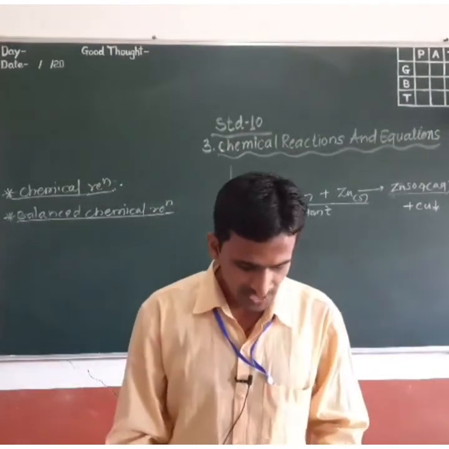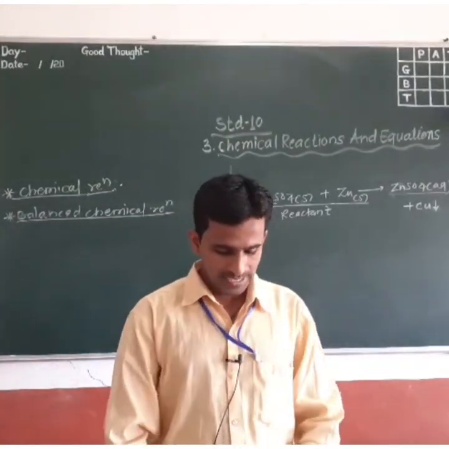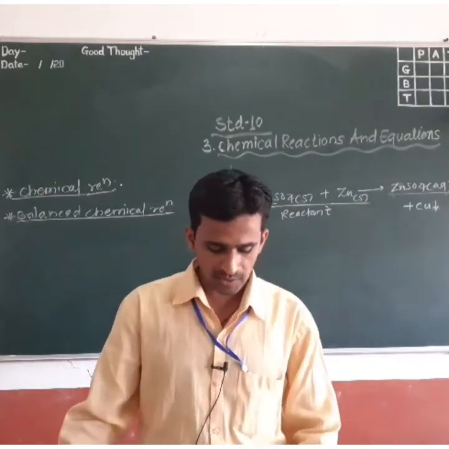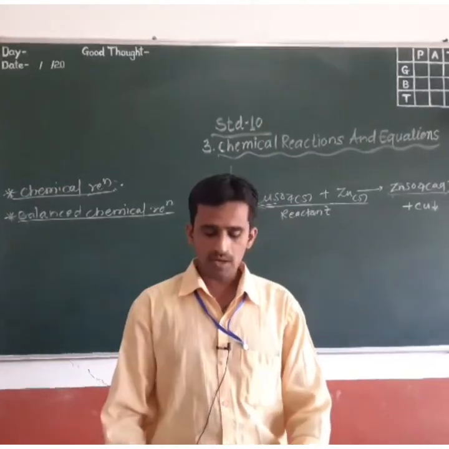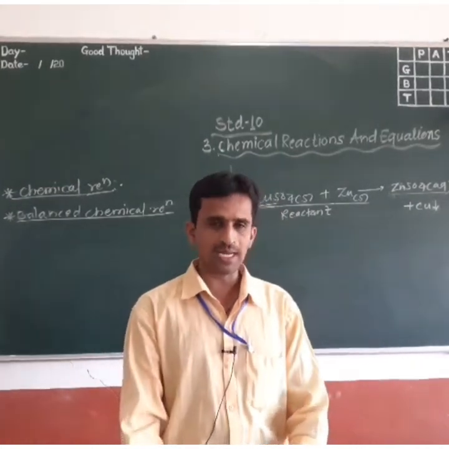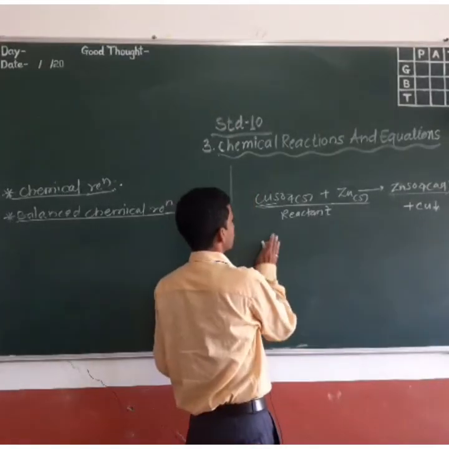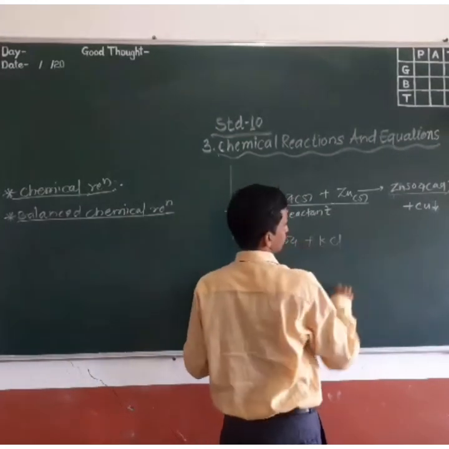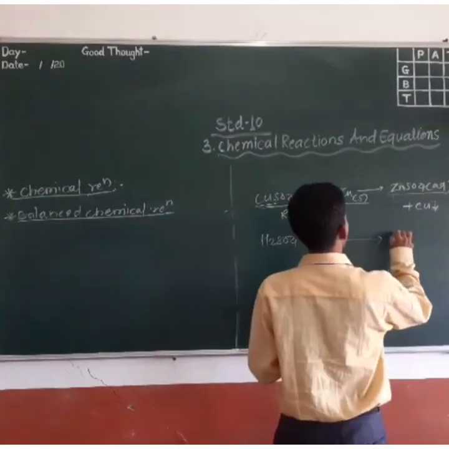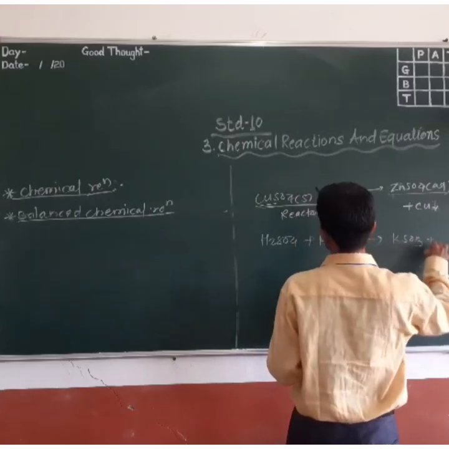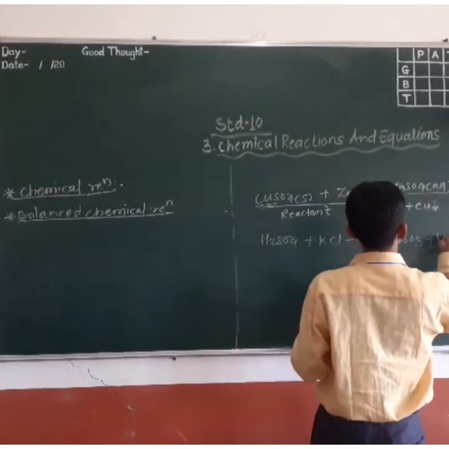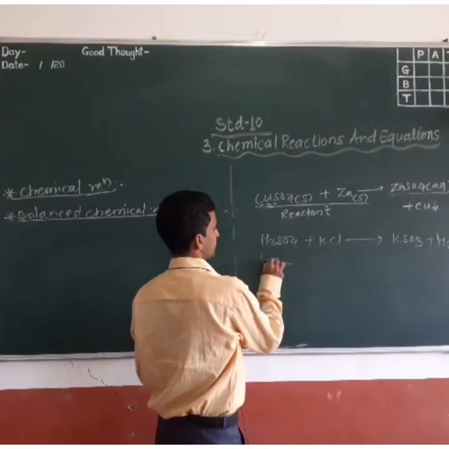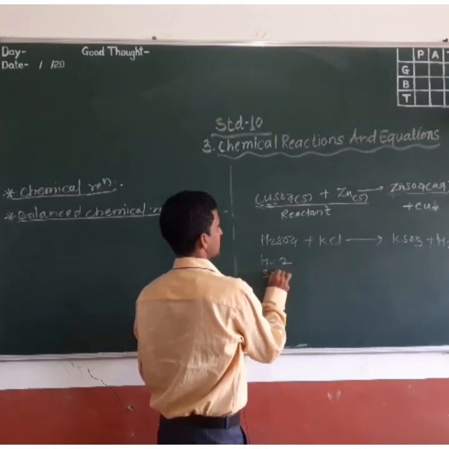Next one is an unbalanced equation. If the number of atoms of each element is not the same on the two sides of an equation, it is called an unbalanced equation. For example, H2SO4 plus KCl to form KSO3 plus H2 is an unbalanced equation. H is 2, H is equal to 2, S is equal to 1.